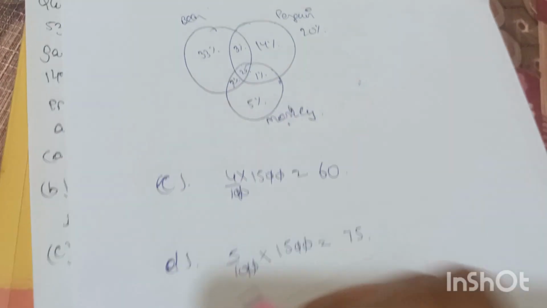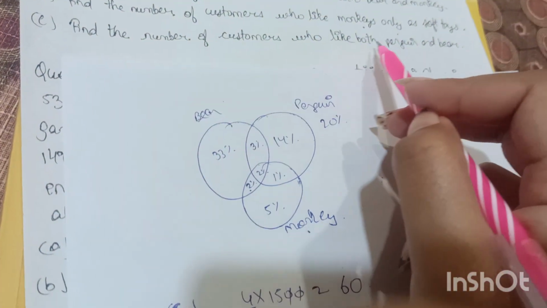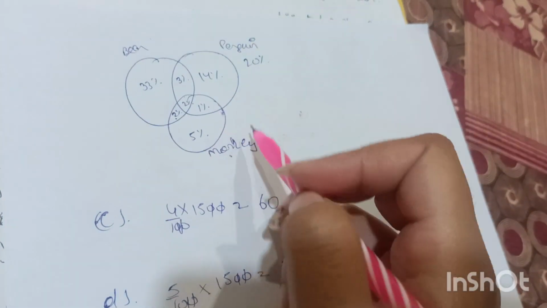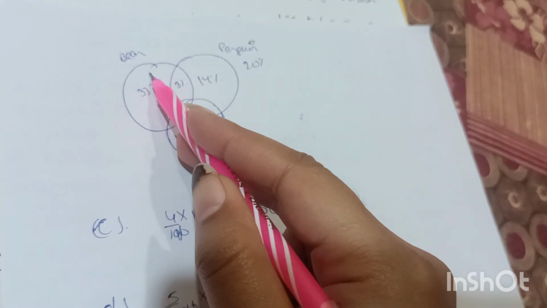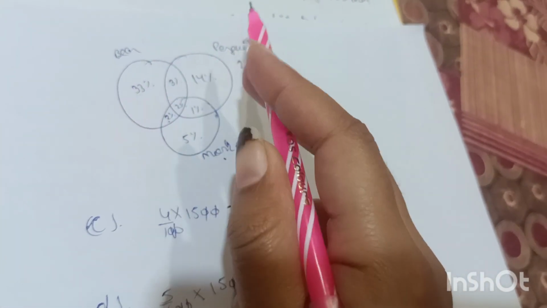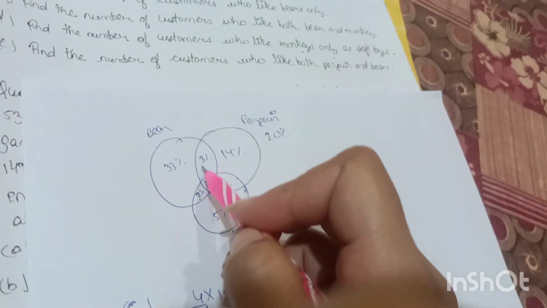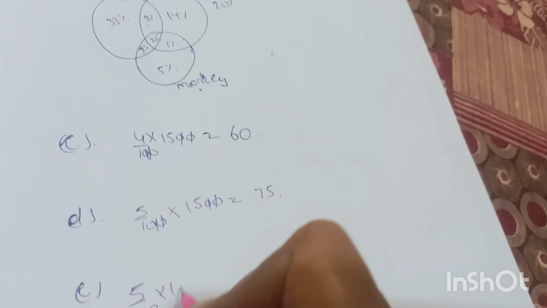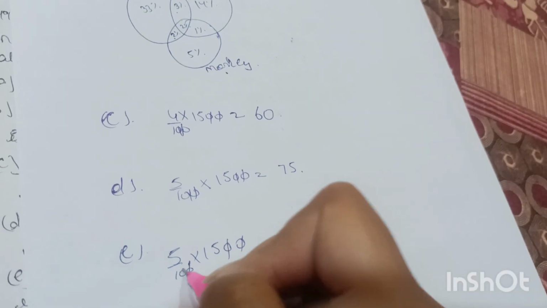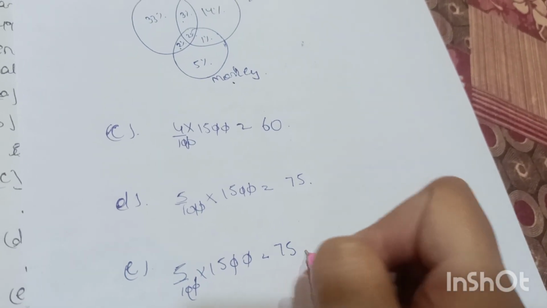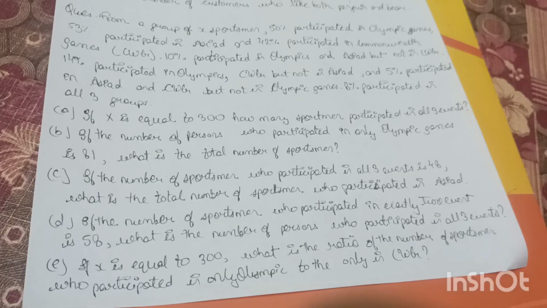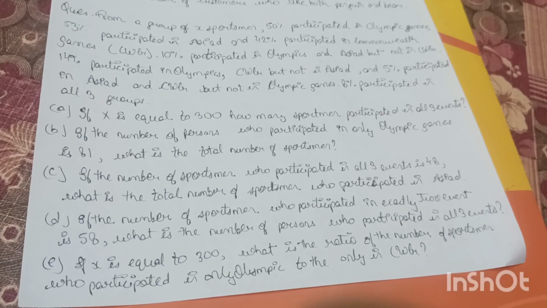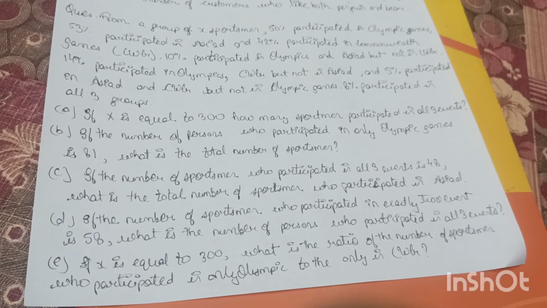For option E, customers who like both penguin and bear. Both penguin and bear, so not only. It is for the total, so the total will come as 5%. So 5 upon 100 into 1500. You will get the value as 75. So the next question is on your screen. You may solve it out.